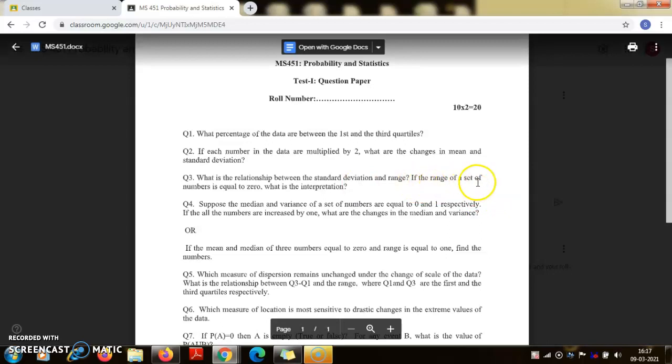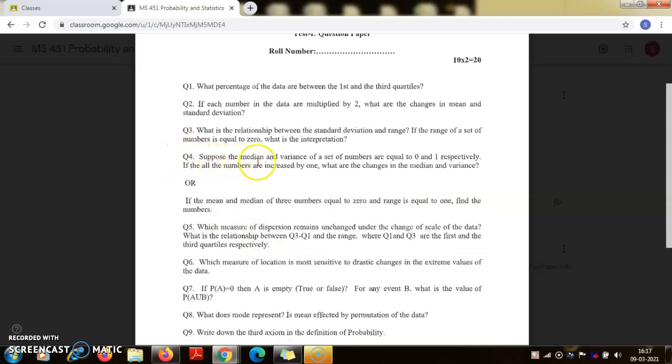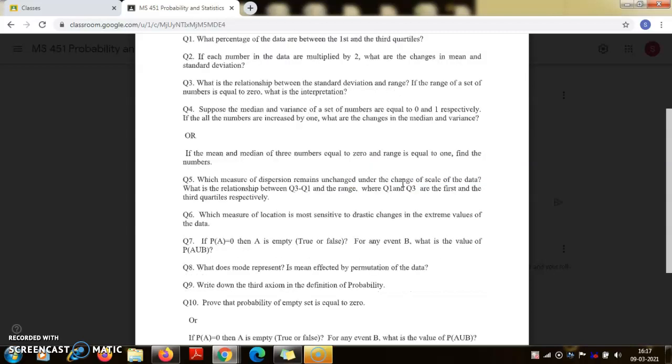And second, if the range of a set of numbers is 0, then what is the interpretation? All numbers are equal. Question number 4: if the median and variance are equal to 0 and 1, and all numbers are increased by 1, so if you add 1, the effect is a change of origin, so the median will increase by 1, so it will become 1, and the variance will remain unchanged because variance is not affected by change of origin.